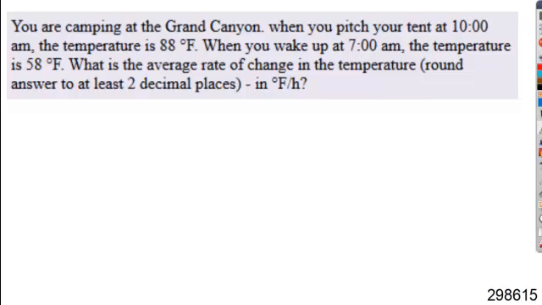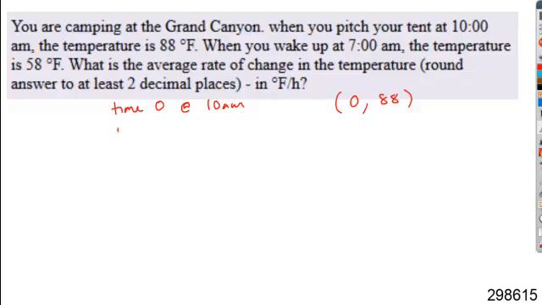This one's not quite realistic because these times are pretty close together, but assuming they are, you pitch your tent at 10 a.m. and the temperature is 88 degrees. Now you can set that as your time zero, which is at 10 a.m. So I can correspond this to an ordered pair of 0, 88, meaning that my 0 time is 10 a.m. and the temperature is 88.